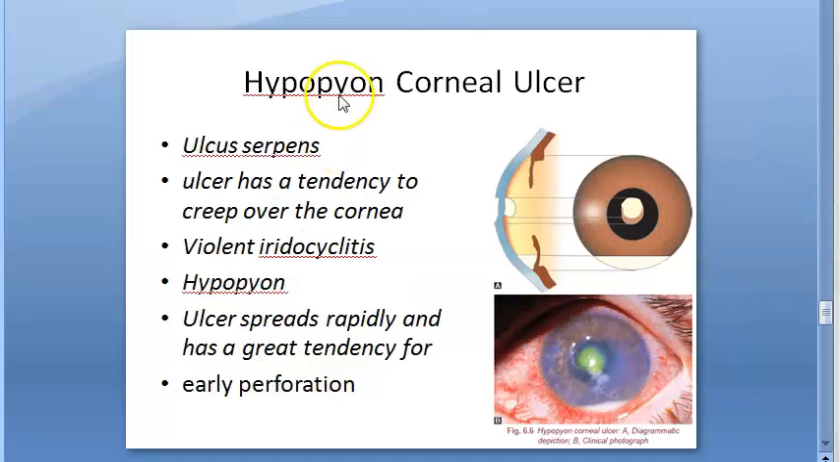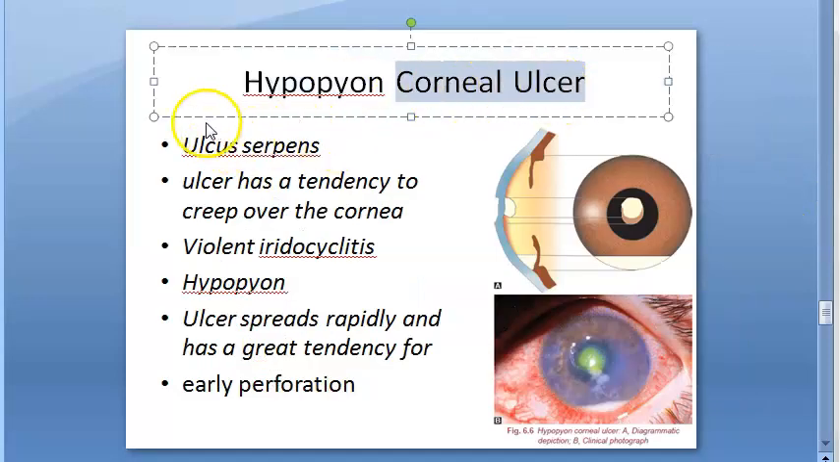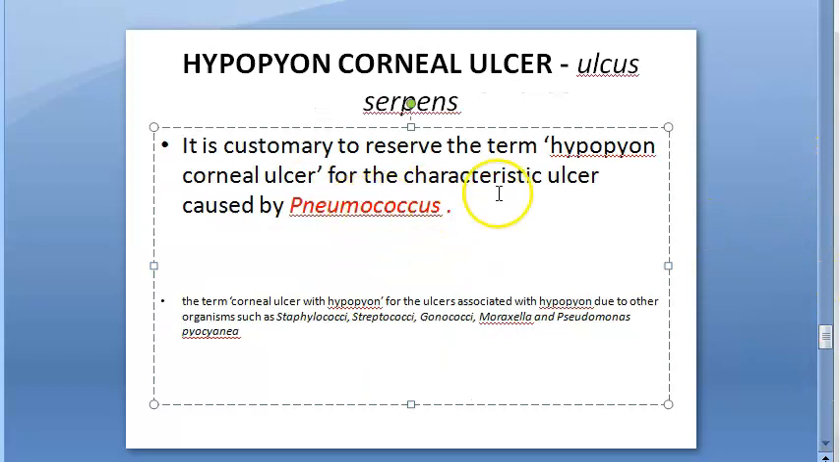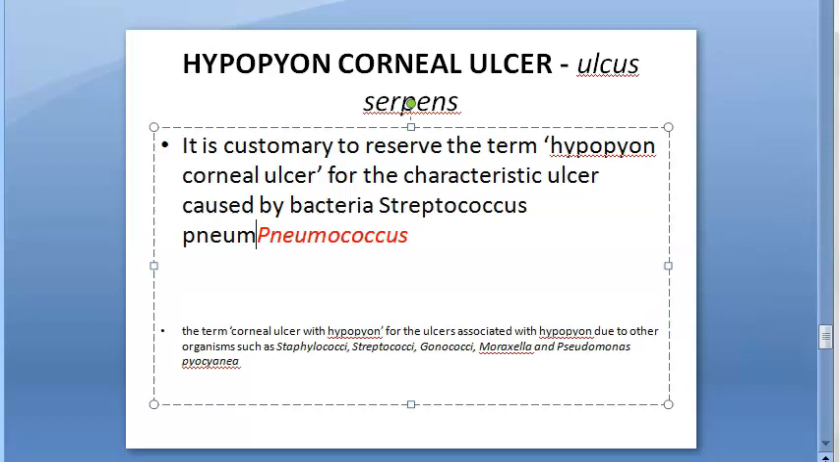Guys, in this video, let us look at this Hypopyon corneal ulcer. It is also called ulcus serpens. Basically, this is nothing but the corneal ulcer which is caused by the bacteria Streptococcus pneumoniae, that is nothing but pneumococcus.